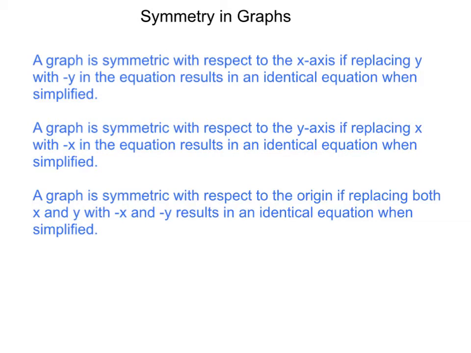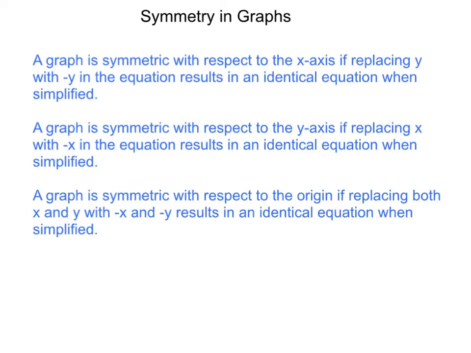We may occasionally need to know when a graph is symmetric in some way, shape, or form. Graphs have lots of different symmetries, but there are really only three that I'm going to be talking to you about today and that are important to us in calculus. The first is symmetric with respect to the x-axis, the next is symmetric with respect to the y-axis, and the last is symmetric with respect to the origin.